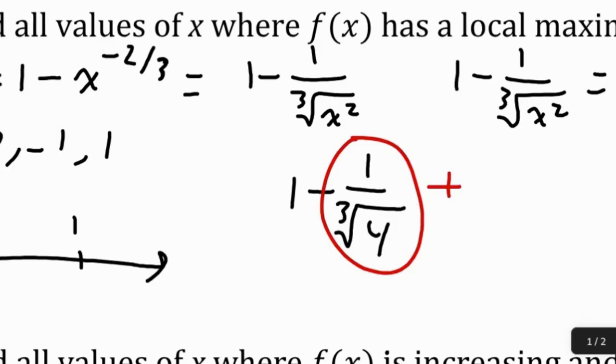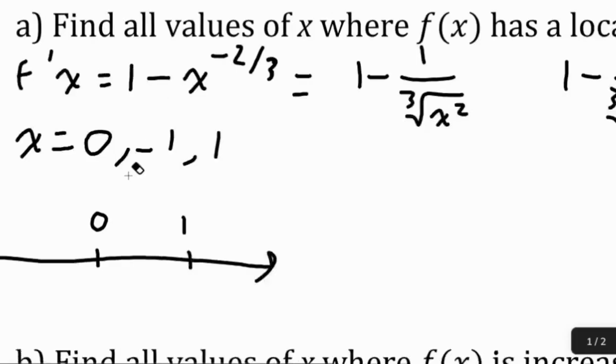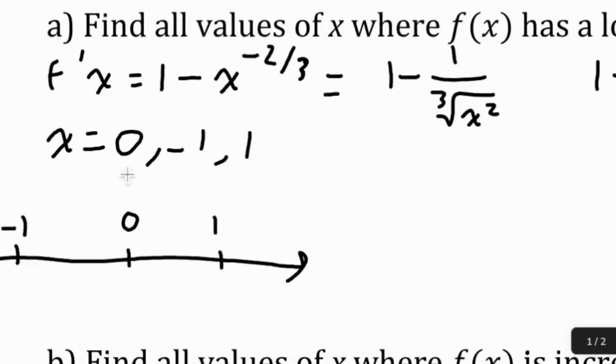So what I'm going to do is just label that interval as positive, and I'll label it in green.